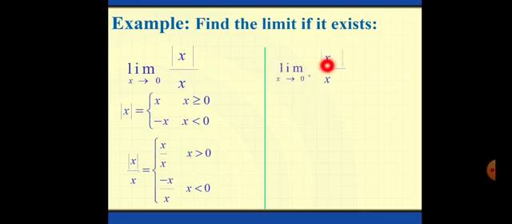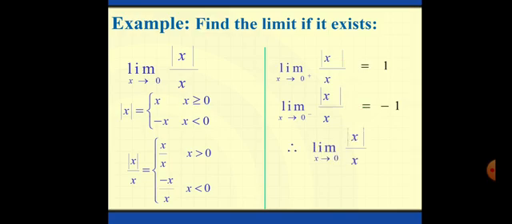Now to find the limit of absolute x over x when x approaches 0 from the positive side, you have to use the first rule, which is x over x, or 1. And the limit of absolute x over x when x approaches 0 from the negative side, we have to use the second rule, negative x over x, which is negative 1. The two limits are not equal here, so the limit of absolute x over x when x approaches 0 does not exist.